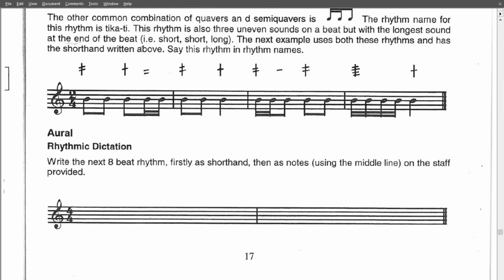I'll play that question again. Here is your second playing. 1, 2, 3, 4.